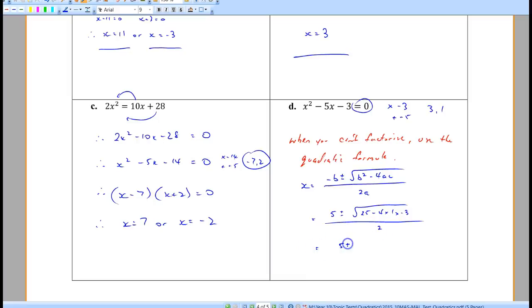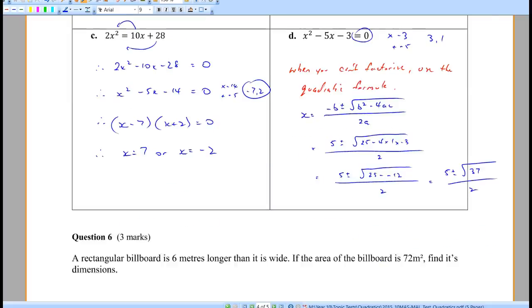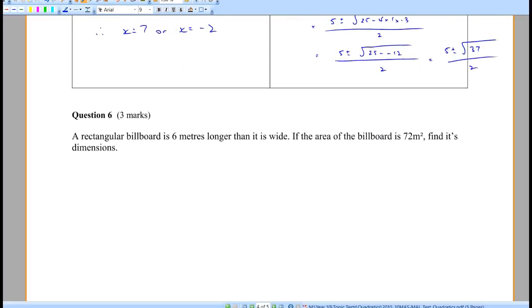So we get 5 plus or minus the square root of 25 minus, now we get 4 times 1 is 4, times minus 3 is minus 12. So it's 25 minus minus 12, all over 2. To tidy that up, it's 5 plus or minus the square root of 25 plus 12, which is 37, all over 2. And that's how you leave your answer. Leave it in exact form. You can put all that in your calculator if you like, but leaving it as a surd is perfect.